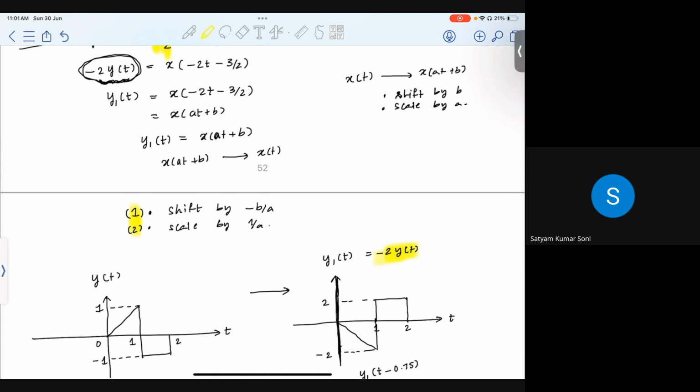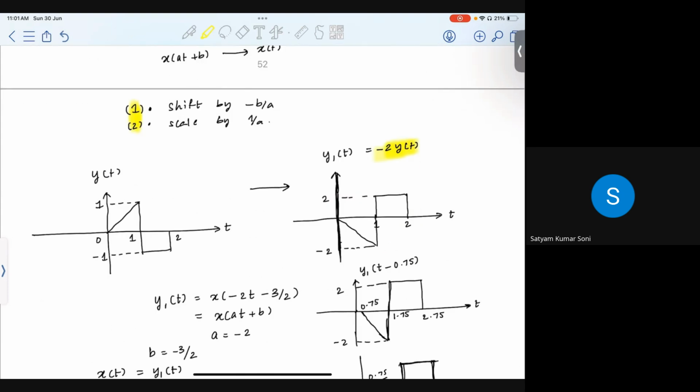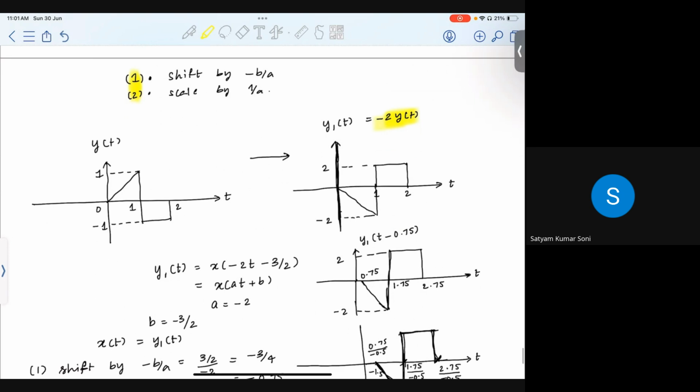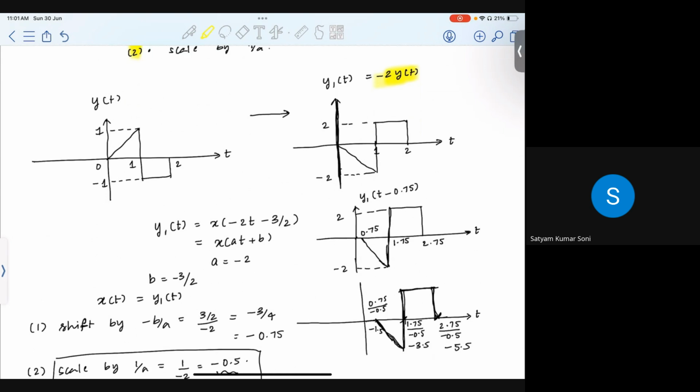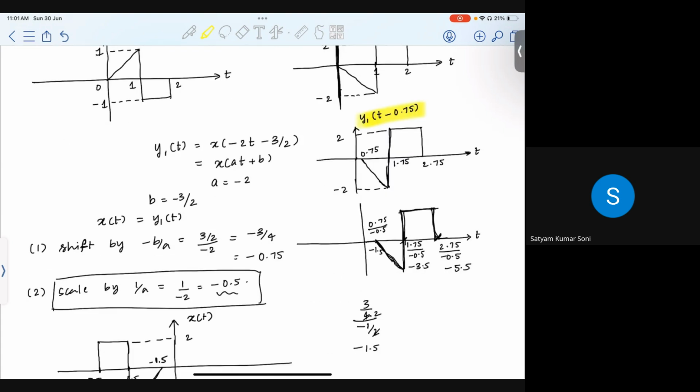The first operation is shift by minus b by a. Your a here is minus 2 and your b is minus 3 by 2. Your minus b by a is minus 3 by 4, which is minus 0.75. So shifting by minus 0.75 is the same as delaying the signal by 0.75, by which you get this. And then you have to scale the signal by minus 0.5. You know how to scale the signal by minus 0.5. You have to divide the entire axis by minus 0.5. So I divided the entire axis by minus 0.5, which gave me these results.